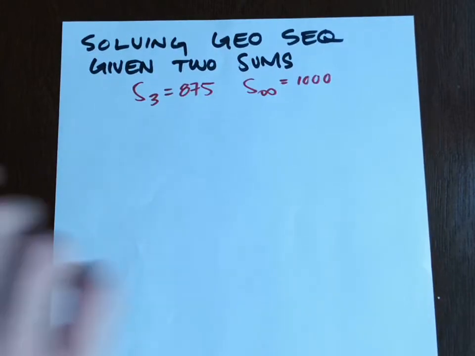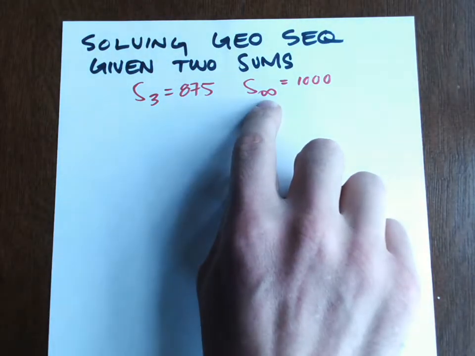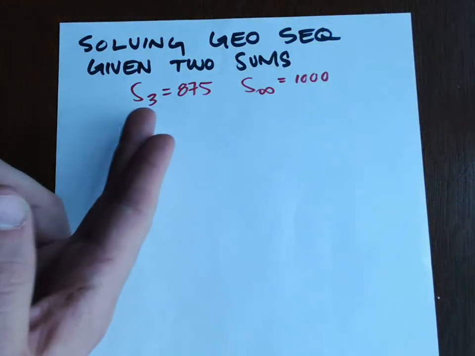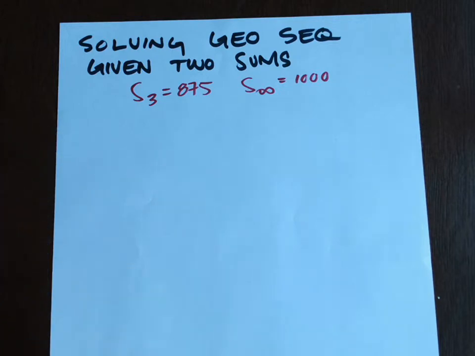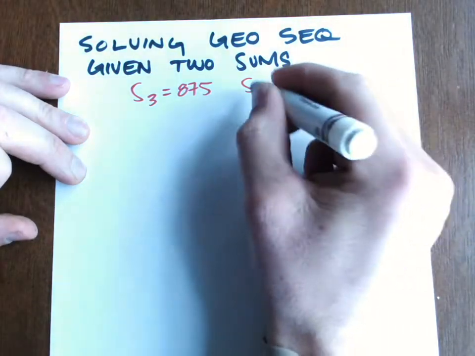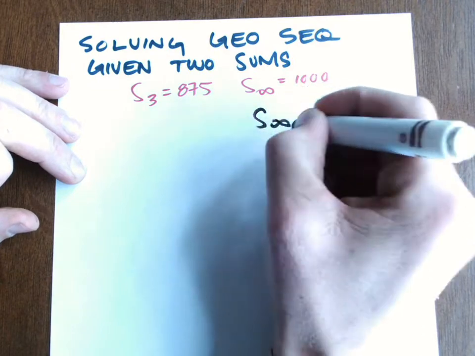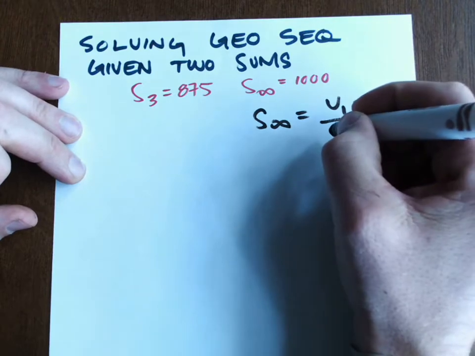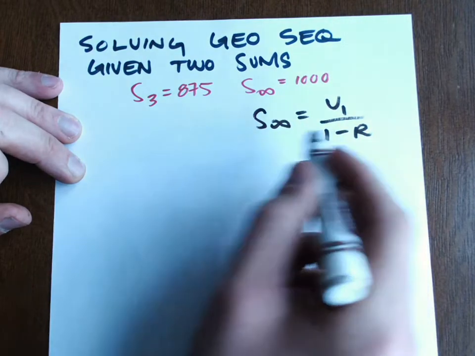All right, so we're going to solve geometric series if we know both the sum of the infinite sum, which has a value of 1,000, and then the sum of the first three terms adds up to 875. So from here, we're going to use our two equations, and the one that is going to be applicable to the sum of an infinite amount of terms is the first term divided by 1 minus r. Okay, so we're going to use that in this equation.